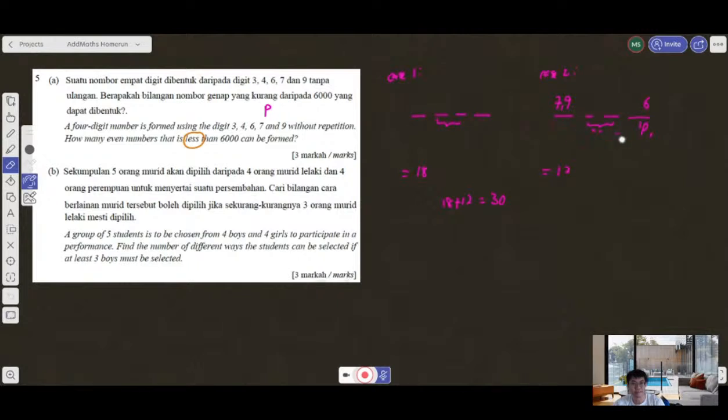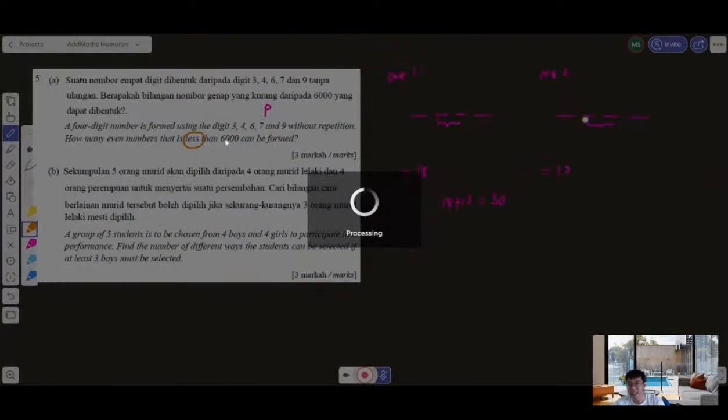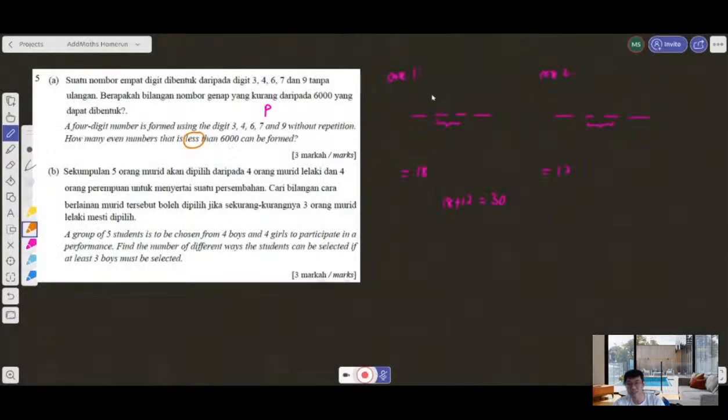Okay, in this case, let's redo. I made a mistake. I saw the word more than. So it's actually less than 6,000. Less than 6,000 means I can put 3 and 4 in the front. But if I put 4, the back can be only 6. So 2P1 times 1P1 times 3P2. Okay, so 2 times 3P2 gets 12.